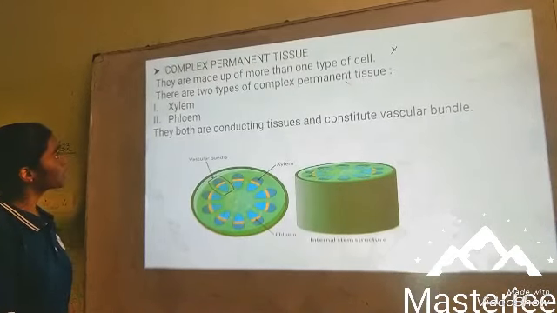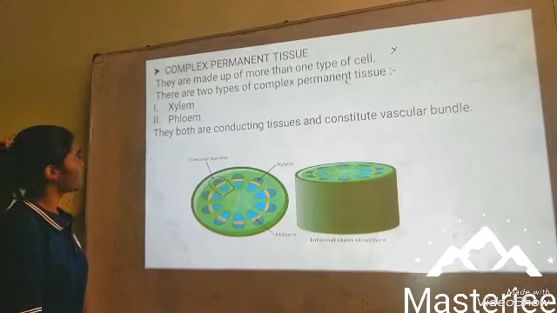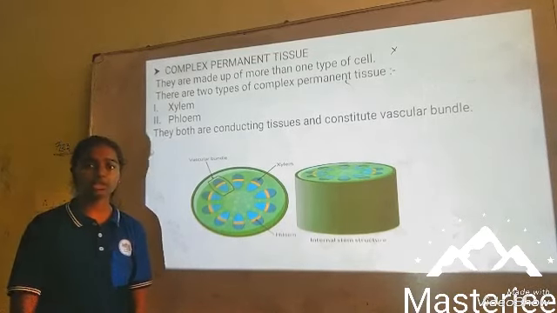Now let us come to complex permanent tissue. They are made up of more than one type of cell. There are two types of complex permanent tissue, xylem and phloem. They both are conductive tissues and constitute a vascular bundle.